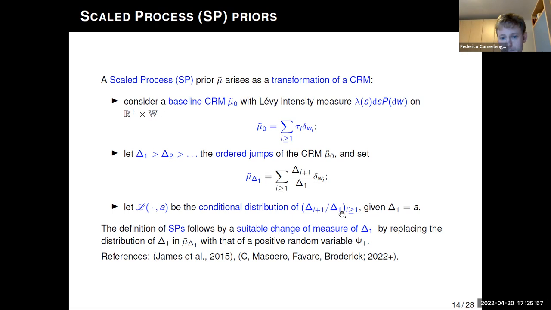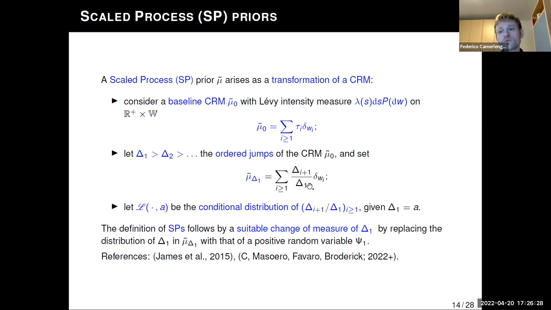So this L is simply the conditional distribution of this sequence conditional on the largest jump. Now, the definition of a scaled process prior follows by a suitable deformation of the distribution of the largest jump delta one. So roughly speaking, a scaled process prior is something like that, where you deform the distribution of the largest jump delta one.